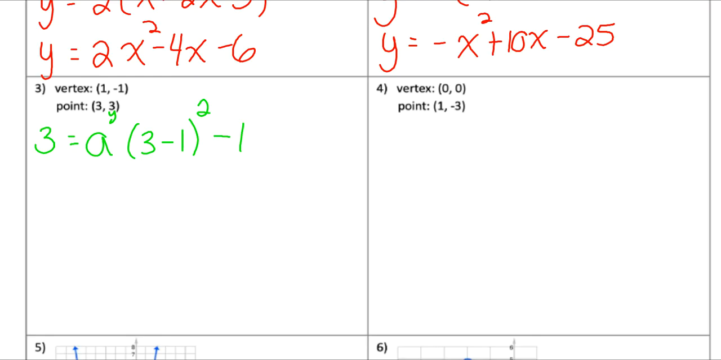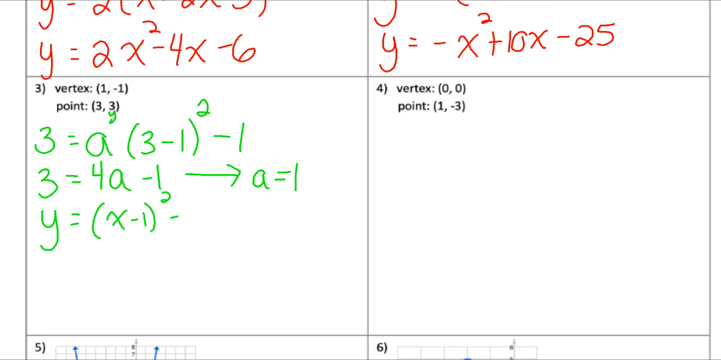Now I'm going to simplify everything to find that a value. So when I simplify there, I get 4a minus 1. And so when I solve that equation, I get that a equals 1. So when a is 1, we don't actually need to write it. You can if you want, but it doesn't do anything to the equation. So I'm just going to write it as x minus 1 squared minus 1.